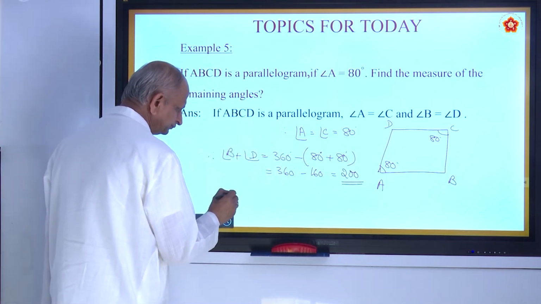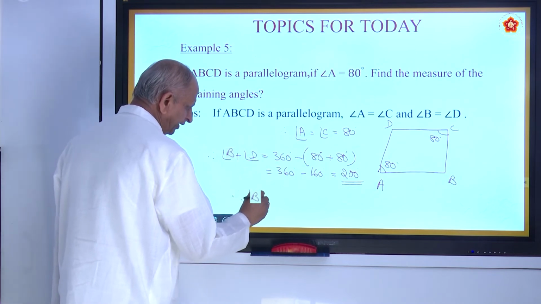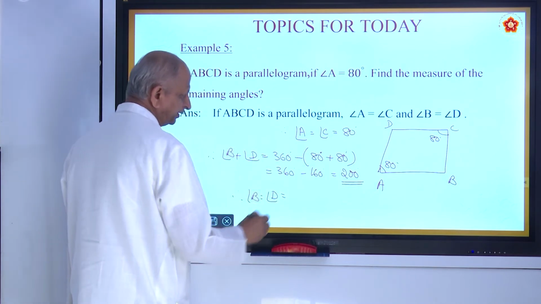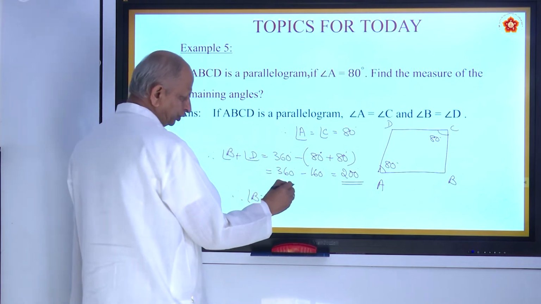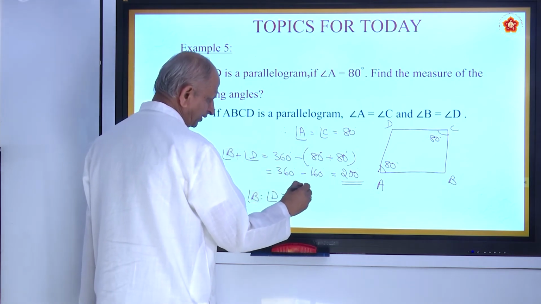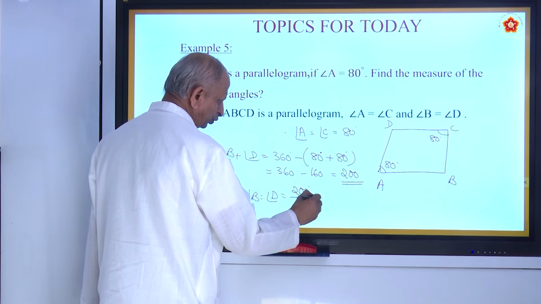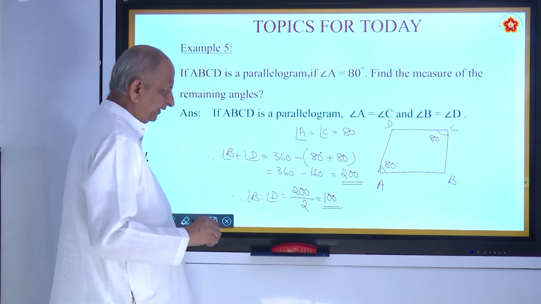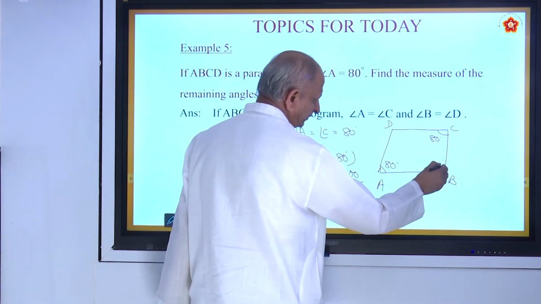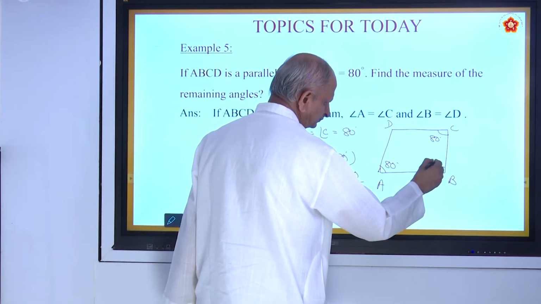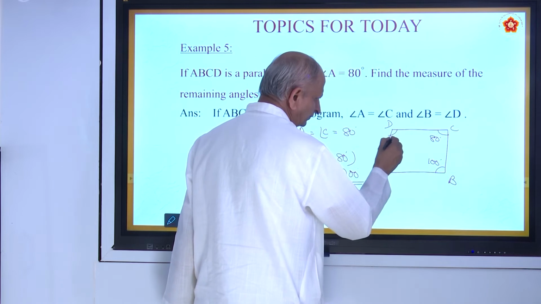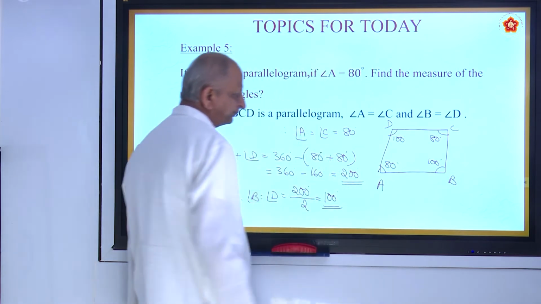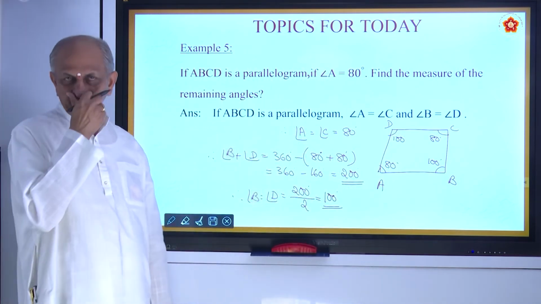Therefore, angle B is equal to angle D. How much? 200 is the sum. Each becomes 200 by 2, that is 100 degrees. If you want, you can verify. So this angle becomes 100. That is an obtuse angle. This also becomes 100. That is, in a parallelogram, opposite angles are equal.